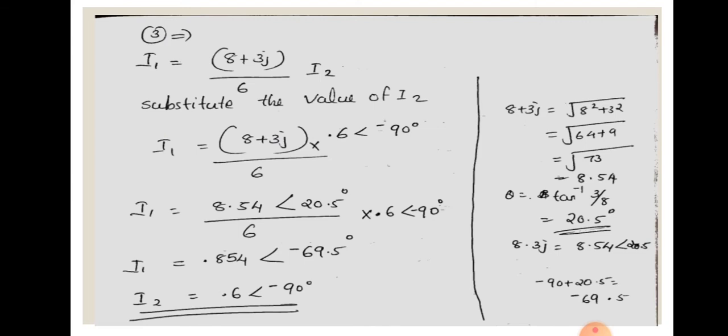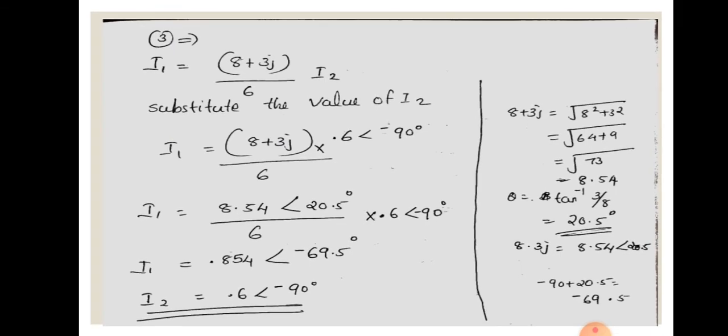So I2 will be equal to 0.6 angle minus 90 degree, and the calculations I have given on the right side as rough work. You can go through that. So you got the I1 value and I2 value.